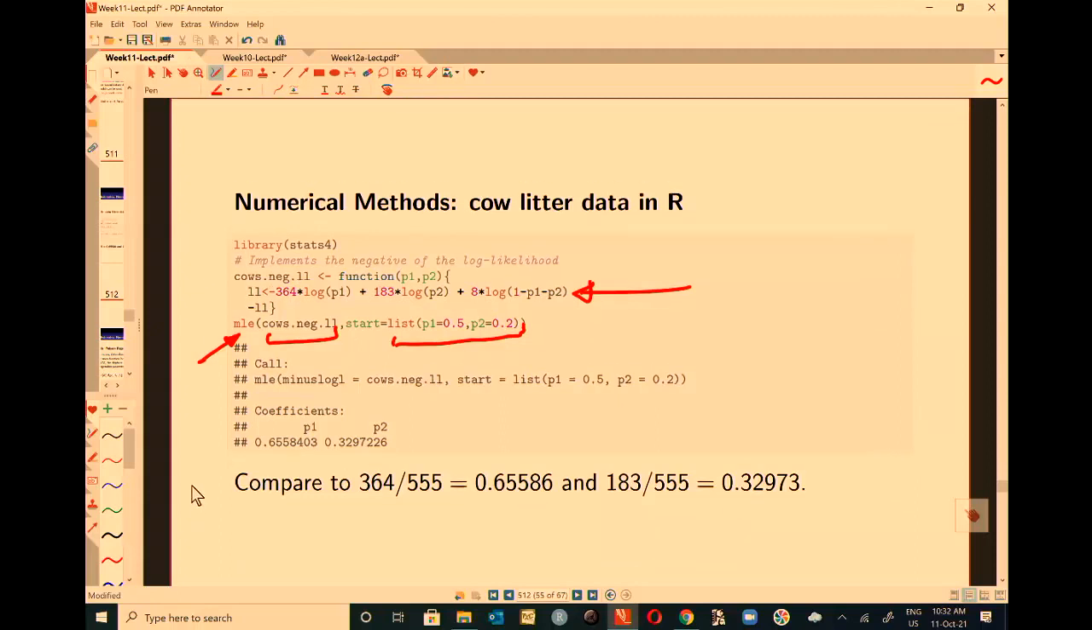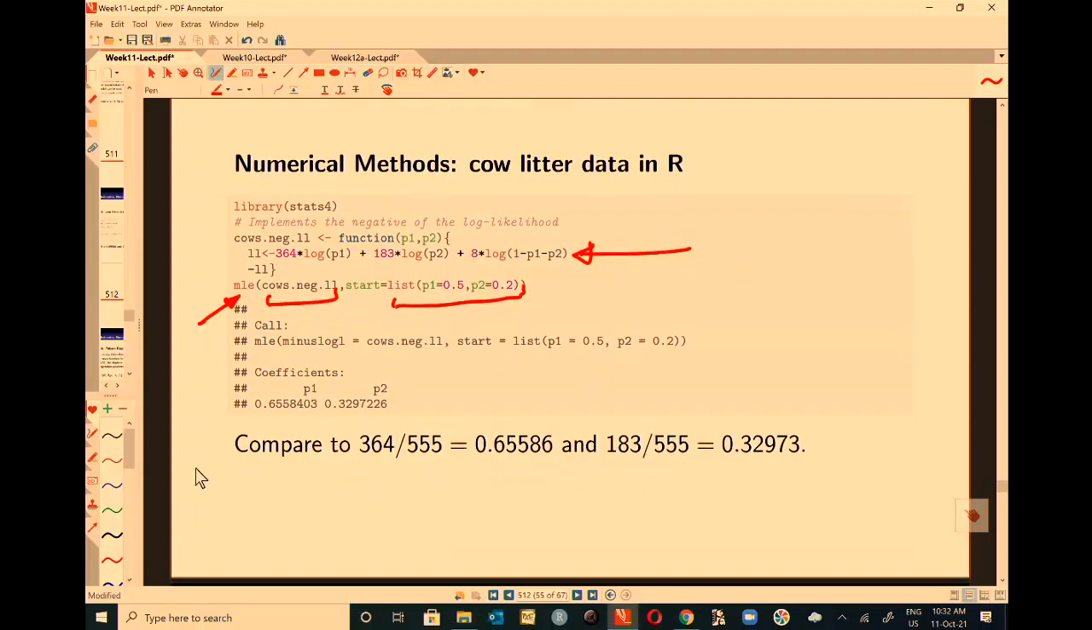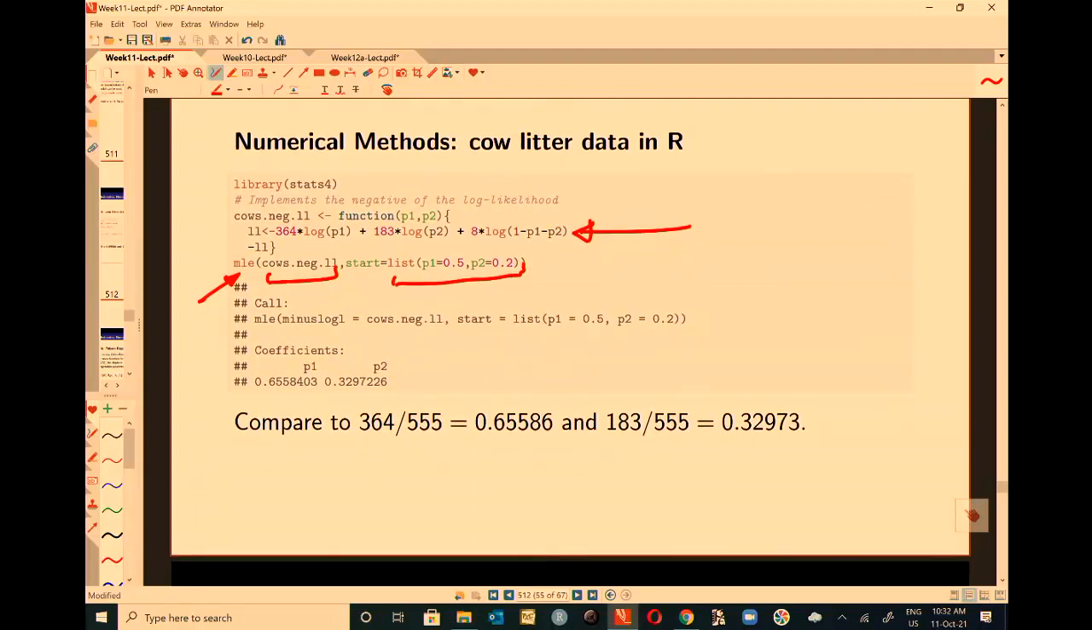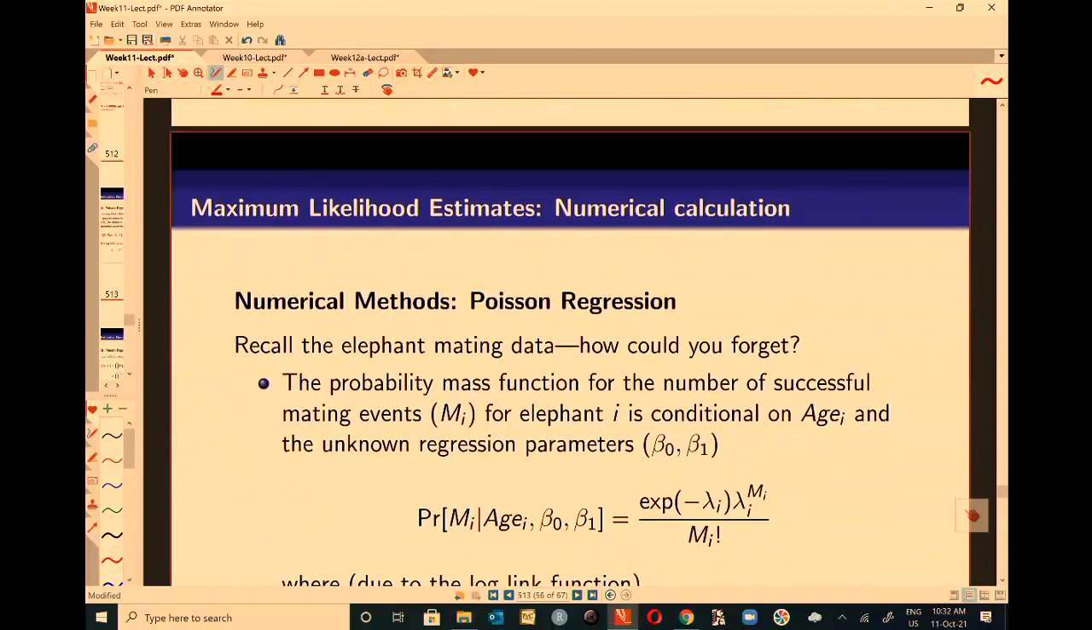So in this situation here, if I just want the MLEs, I can use this program to do it. And here are the answers from R itself, and you can compare them with what we get by looking at simple proportions. All right, anyway, enough of that. I want to move on a little bit here.